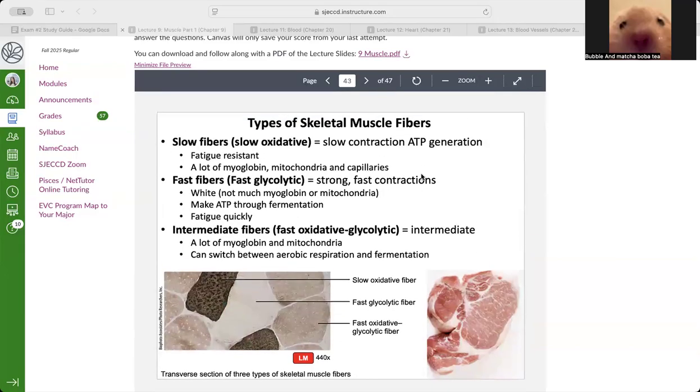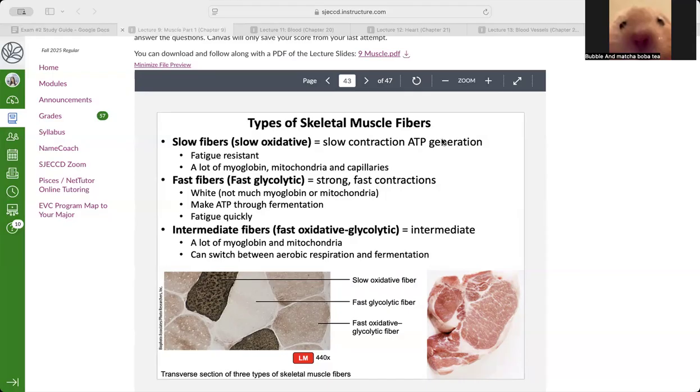Fast fibers. Fast fibers, think of not marathon. My bad. Fast glycolytic. Think of fast but short-lived, quick contractions. You do it fast, but you don't live that long. Like live fast. Like life's too short, live fast.